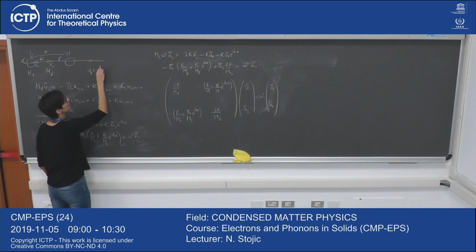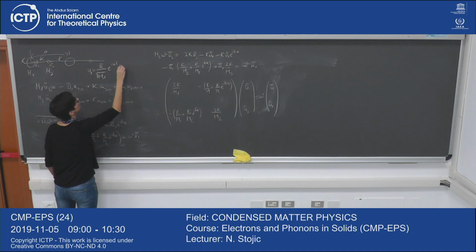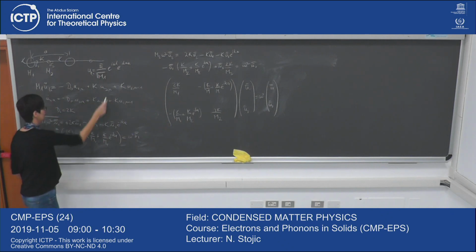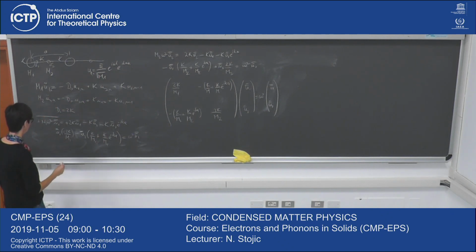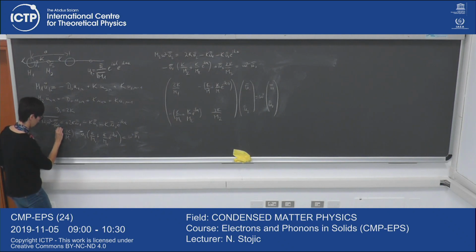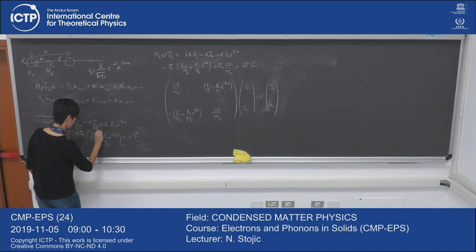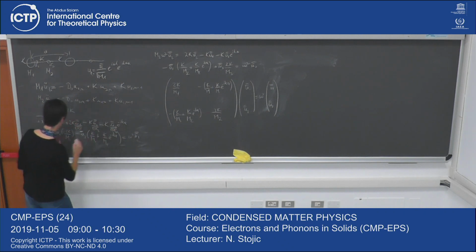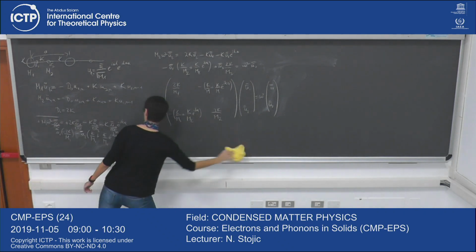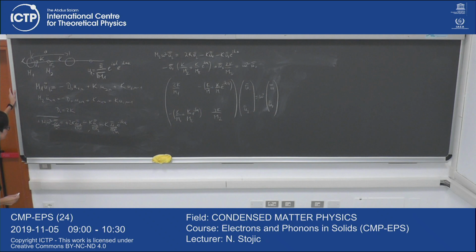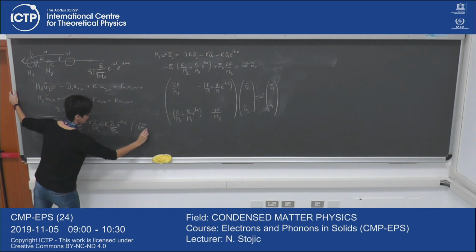So U1 has U1. Sorry. I forgot this part here. So I have to go back and introduce that guy. Yeah, it was somehow too simple. Sorry. Okay. So here, again, we divide by square root of M1.